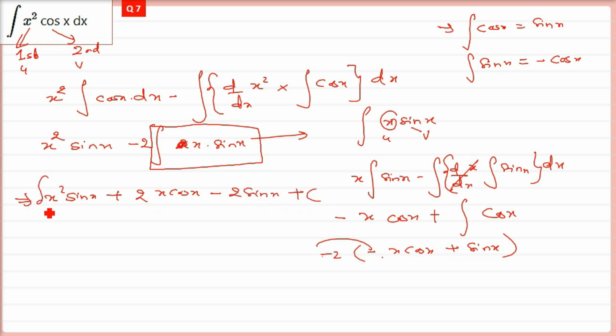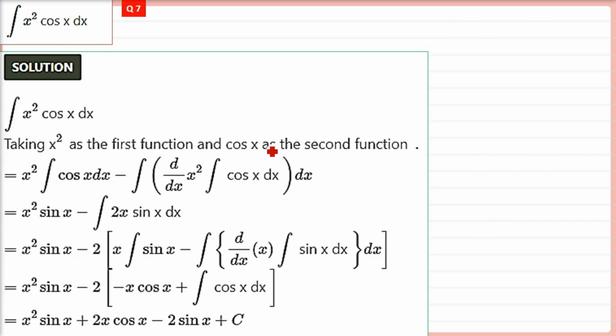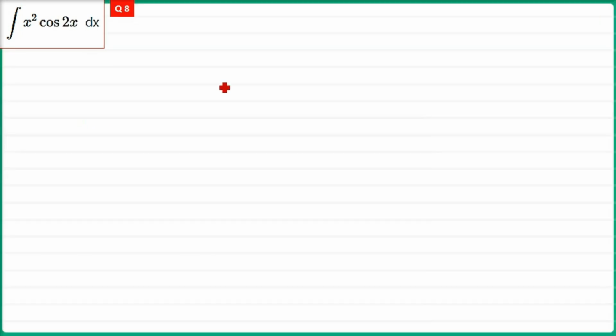That's your final result. This is how you have to go about it. You have to write it like this. Now this x square cos x, as I informed you earlier, is going to come again, the same question. So x square cos 2x is the same question which we have just completed, but it has a cos 2x angle in it. So it needs an explanation.